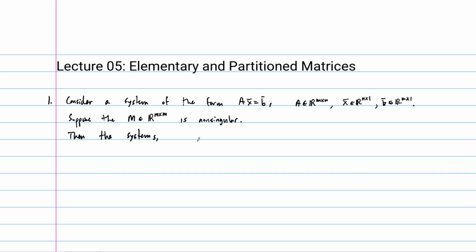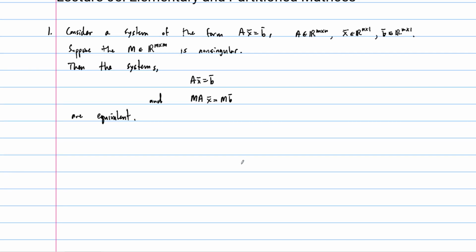But then the system that we were given, AX = B, and this new one, in which we multiply by M on both sides. Capital M is an m by m matrix, so it can be multiplied on the left of A and on the left of B, giving MB on this side. These two systems have the same solution, so these are equivalent. And so the motivation here is that we can use this idea to try to help us simplify the system.